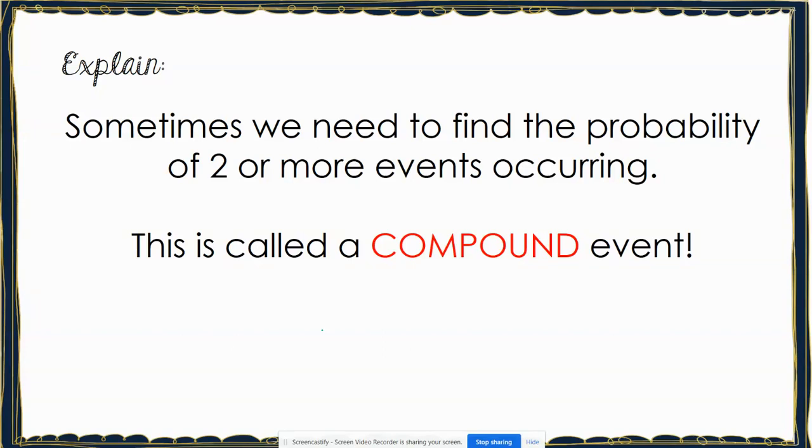Today we will continue to learn about compound probability, and we are going to focus on the types of events that we can have with compound probability. These types are independent and dependent events.